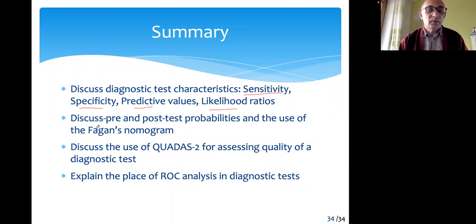Then you should be able to discuss pre and post-test probabilities and their use with a Fagan's nomogram or with an online calculator, or using the formula proposed by Bayes.